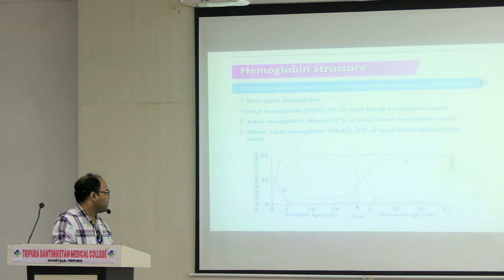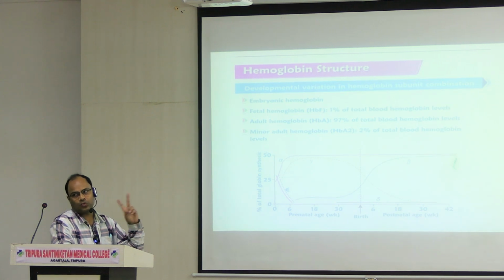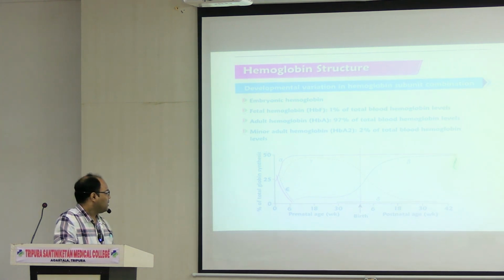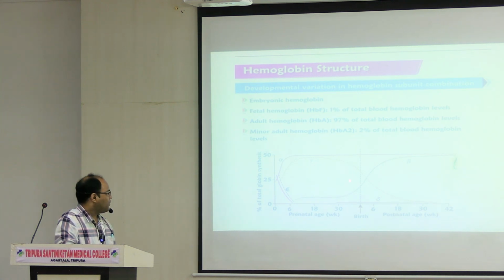Okay, so this is the prenatal age. This is the birth period and this is the postnatal age. So after 18 weeks we have hemoglobin F, which consists of 2 alpha chains and 2 gamma chains. So in prenatal age we have predominantly HbF, fetal hemoglobin. But after 30 weeks it starts to decline, and after birth the gamma chain rapidly declines and reaches up to 1 to 2%.